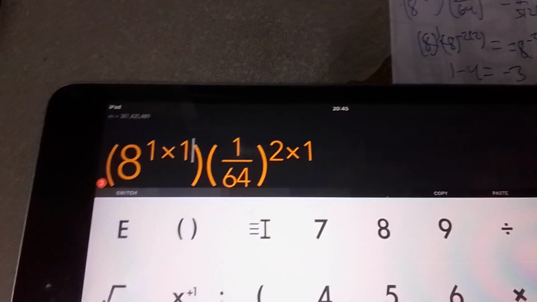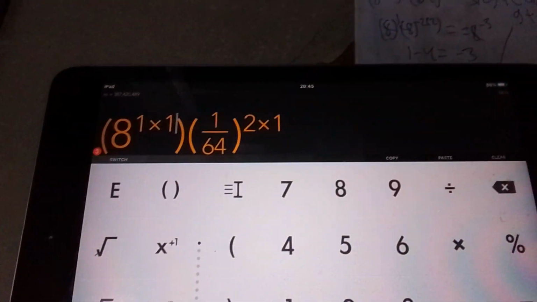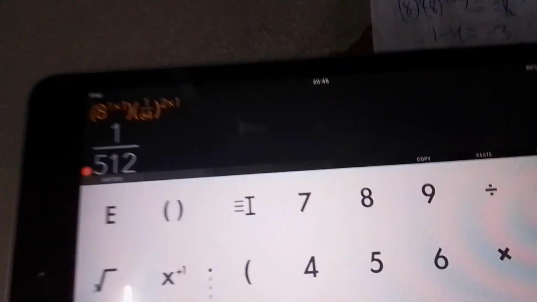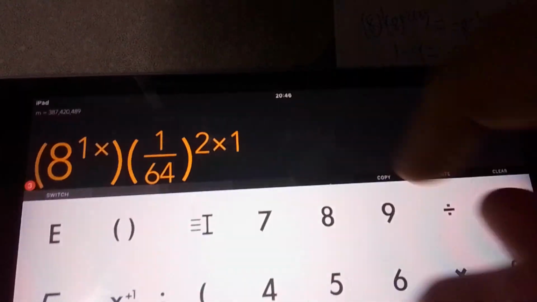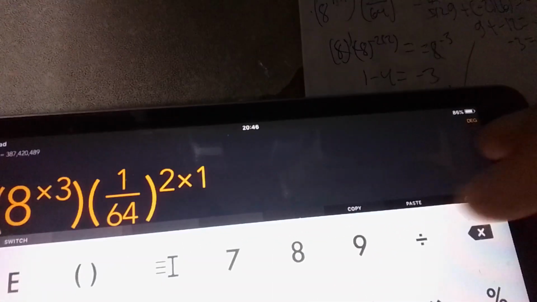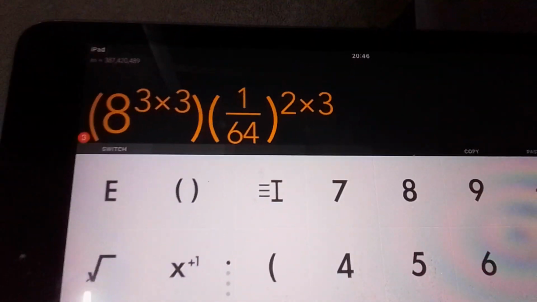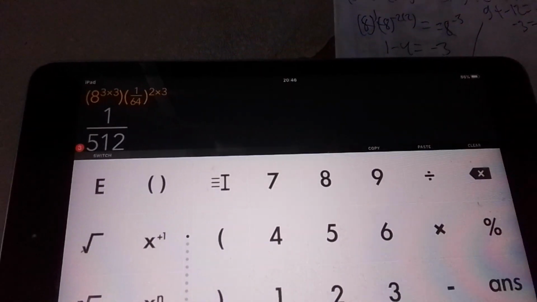Remember, 8 raised to the 1 times 1 power times 1 over 64 raised to the 2 times f power, you get 1 over 512. That's correct. If we try 3, are we still going to get the same answer? Yes, we still got the same. Correct. Now, going back to what I was saying, the writing goes like this.